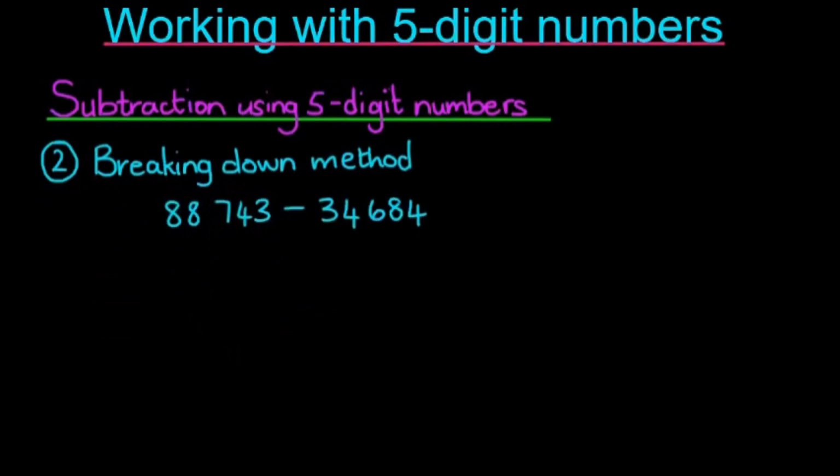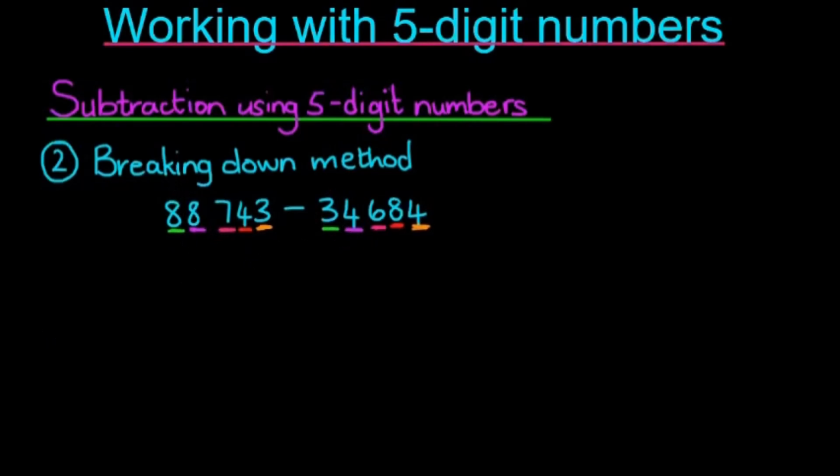The second method I'm going to take you through is known as the breaking down method. This is where we break down both numbers into our place values and then subtract them from each other. So in our sum for this one, we have 88,743 minus 34,684. As you can see, I've highlighted the different place values with different colors.